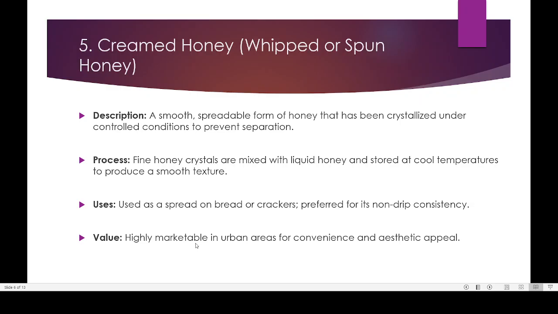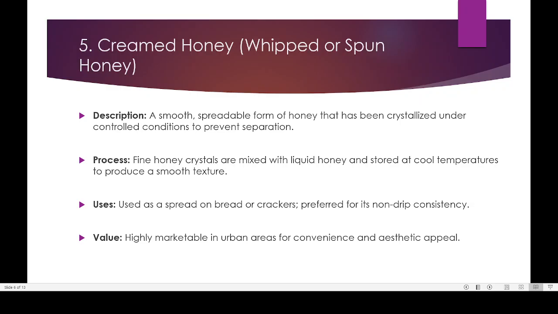They are highly marketable in urban areas for convenience and aesthetic appeal, because in urban areas people are very conscious about these things. Even though the price is slightly higher, people in cities may not bother spending that extra amount. But in rural markets, selling these kinds of products may not be very easy. So that kind of potential is there. The purpose is to introduce different products which we can make from honey.